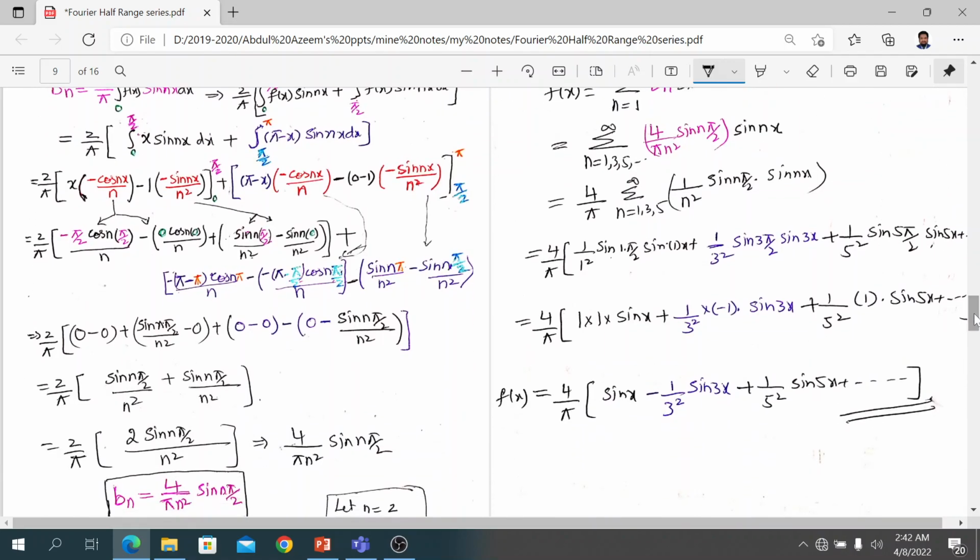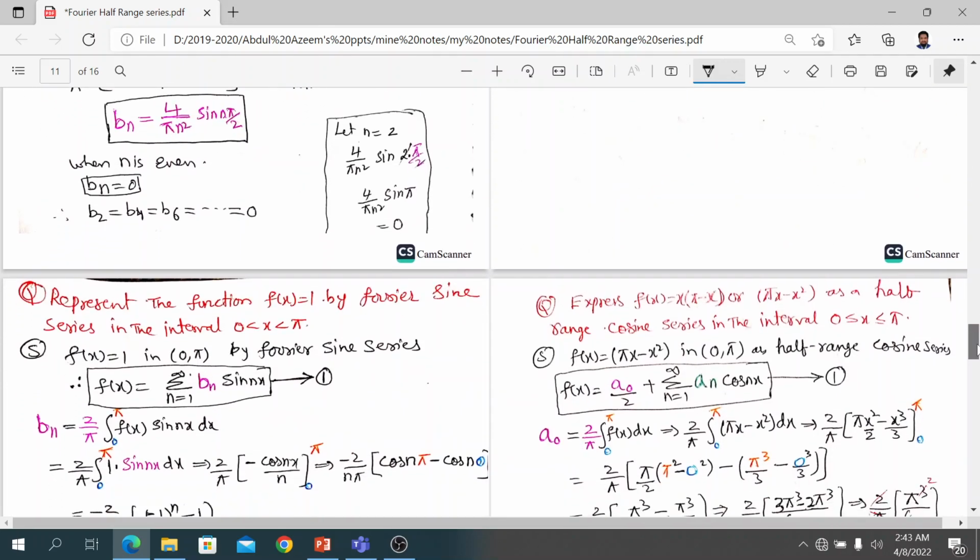So the final answer is 4 by pi [sin x minus 1 by 3 square sin 3x plus 1 by 5 square sin 5x] and so on. Now, the next question.